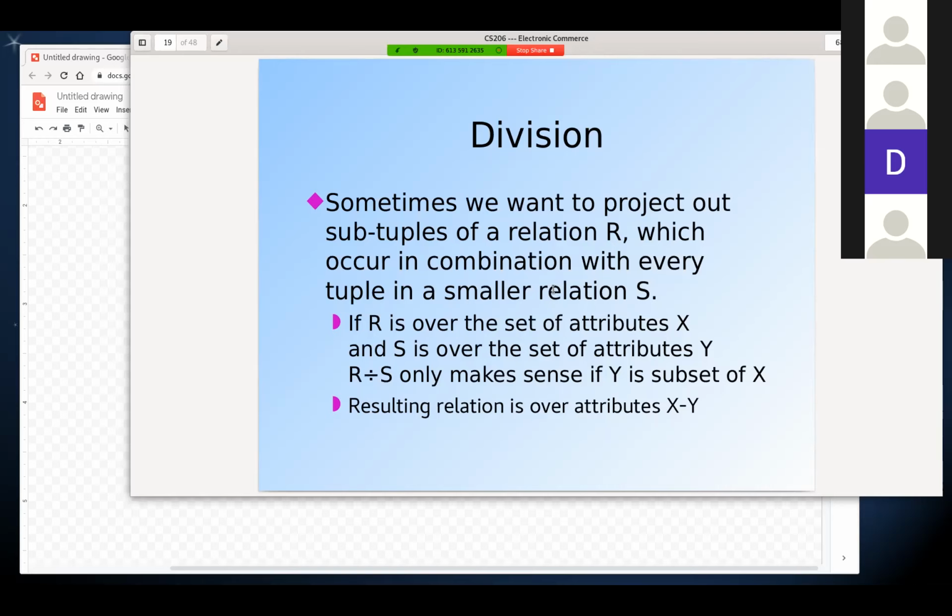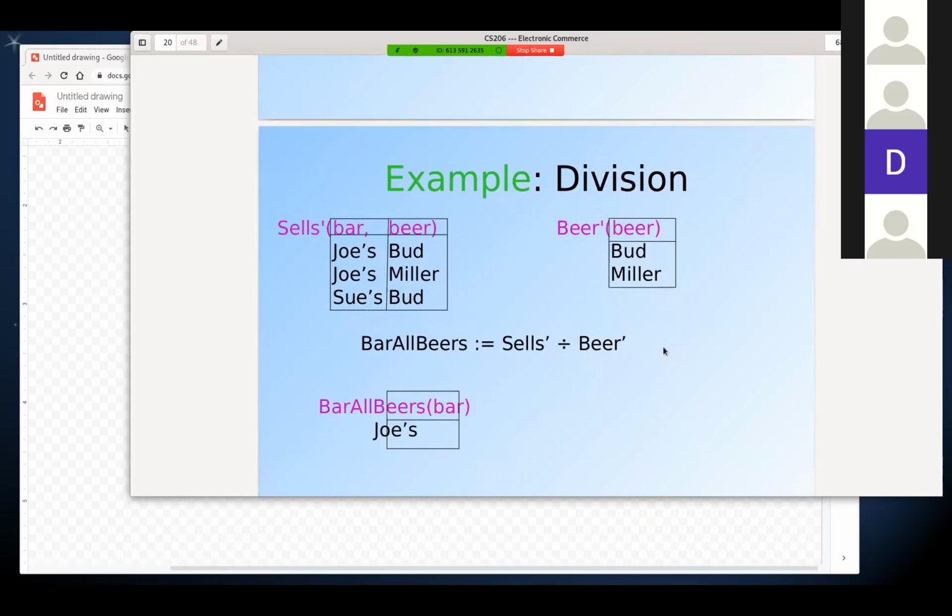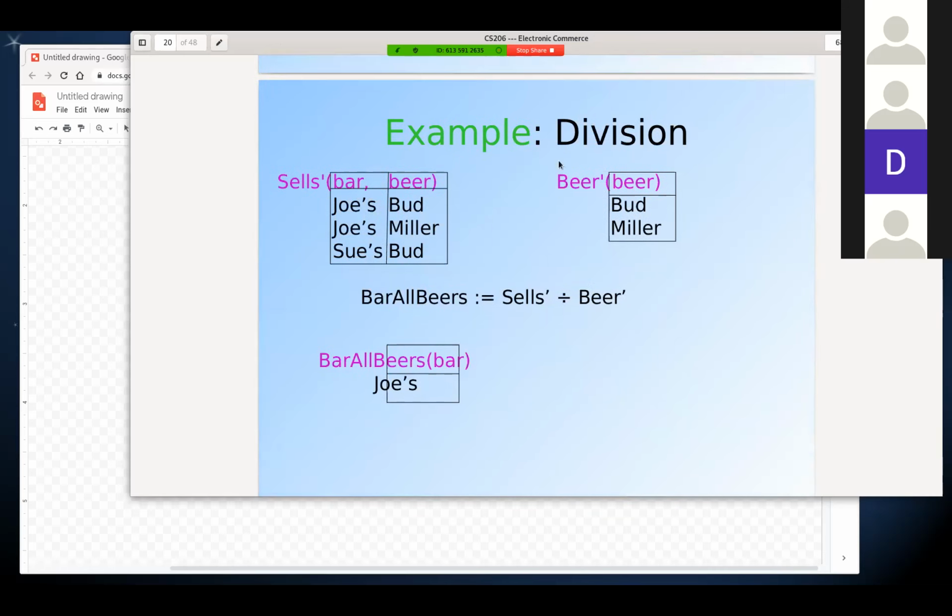All right. So basically, what division is going to do here... let's see if I have a good example. I'll just ask you straight up. We have a Sells relation where we have a bar and the beer they're selling. We have Joe's and we have Sue's bar. And then we have all the beers, which are Bud and Miller. It's not a very interesting world in terms of beer drinking, but this is the world defined in this database. Now, I'm asking, which bar serves all the beers?